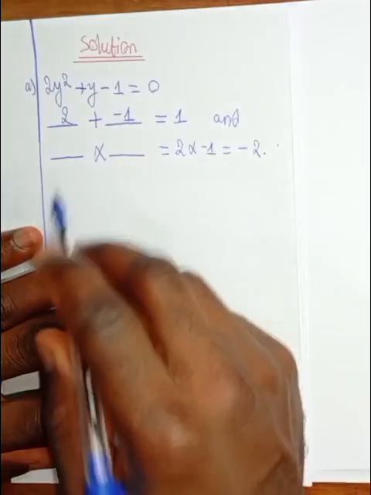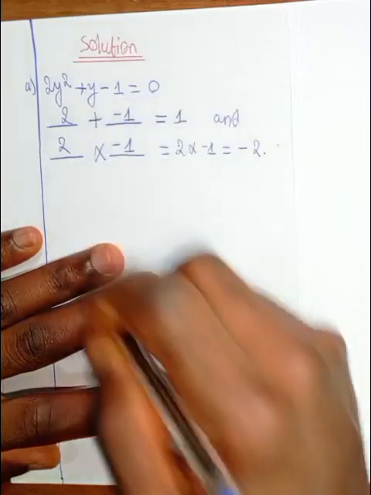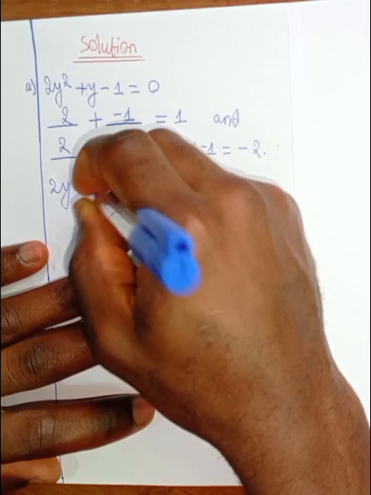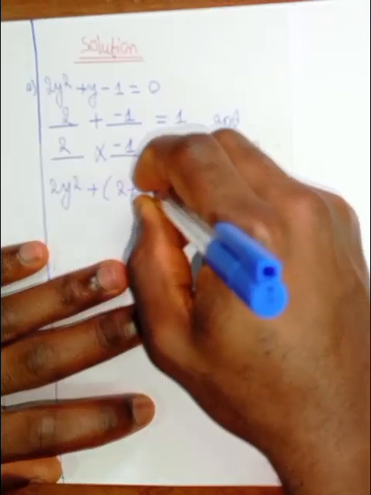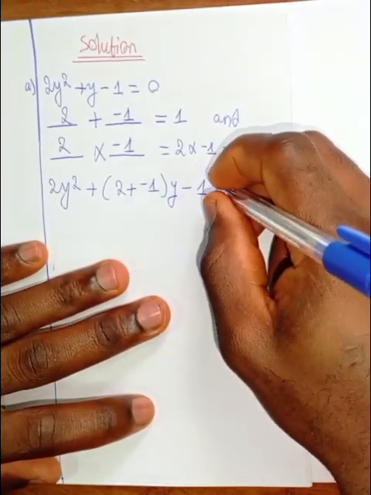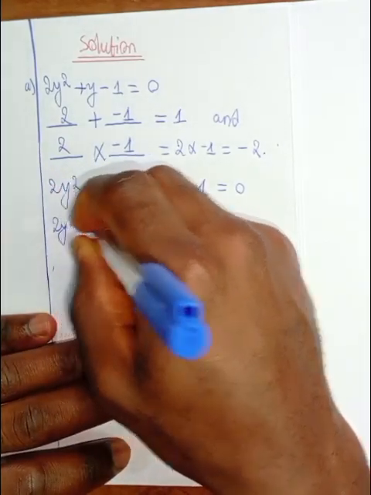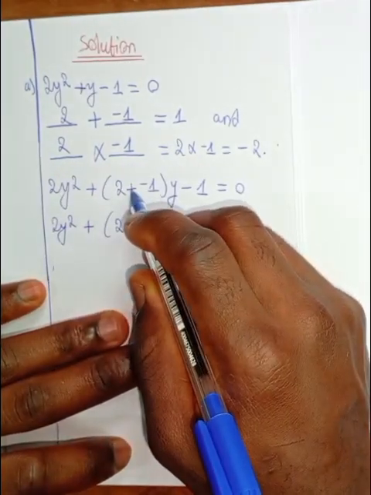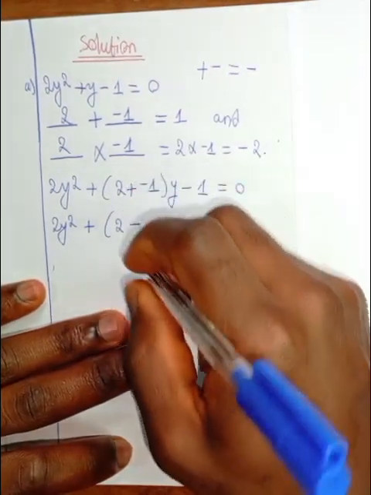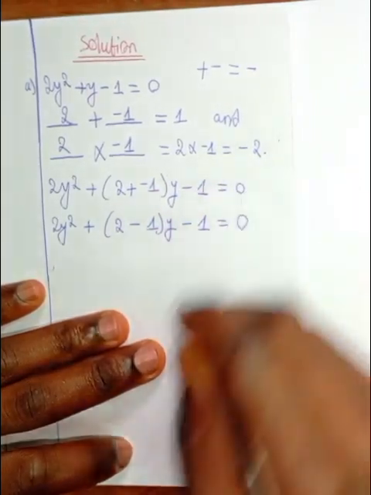2 plus negative 1 is the same as 2 minus 1. It gives us 1. 2 times negative 1 gives us negative 2. This will give us 2y squared plus 2 plus negative 1 times y minus 1 is equal to 0. This will give us 2y squared plus 2. We know when we have positive, negative is equal to negative. So negative will be here, 2 minus 1, all this times y minus 1 is equal to 0.